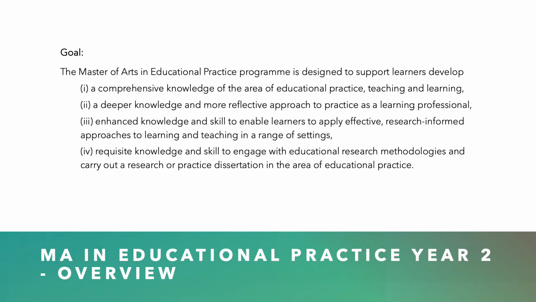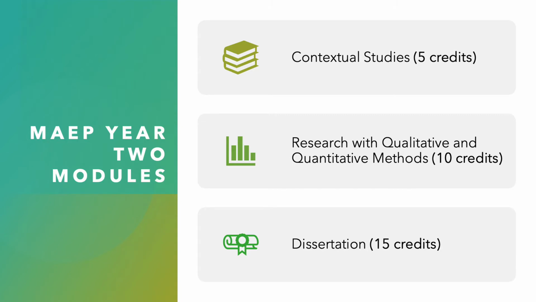Overall, Year 1 is devoted to your development as a professional practitioner, whereas Year 2 is about developing your skills to investigate and conduct educational research and practice innovation through scholarship and systematic approaches to improvements. There are 3 modules in Year 2 of the programme. The modules are contextual studies, research with qualitative and quantitative methods, and the dissertation module. And you can see the credit rating for each of the modules there in the slide.